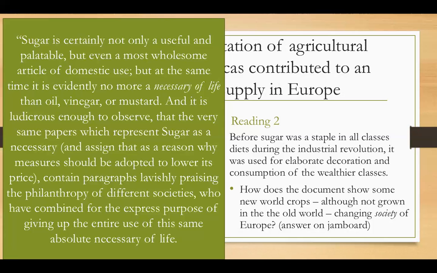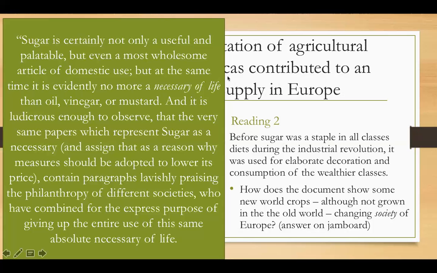Okay. So how does the document show some New World crops? Although not grown in the Old World. So technically sugar originated in the Old World. All right. But it is essentially grown in the New World. So basically, how does sugar and some of these crops being cultivated in the Americas change society of Europe? And we're going to answer this on the Jamboard.